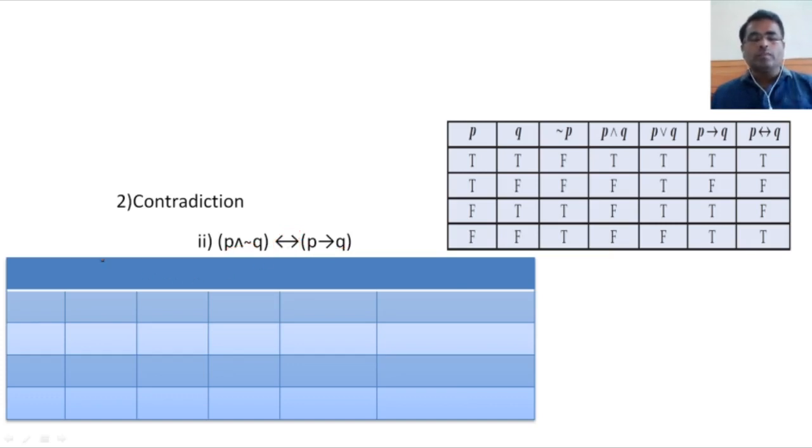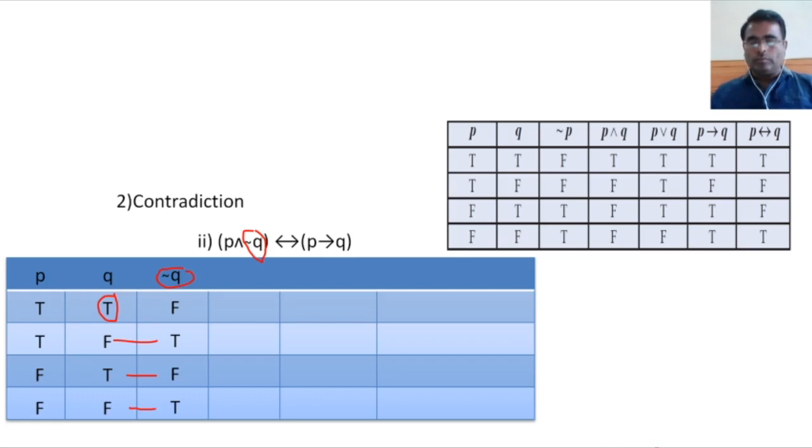So let us see. First you have to consider a statement P. The possible values are true, true, false, false. Then we consider Q. It is true, false, true, false. Then we consider negation Q, because we need it here. Negation Q means exactly the opposite of this. So where Q is true, it is false. Similarly, false changes to true, true changes to false, and false changes to true again.